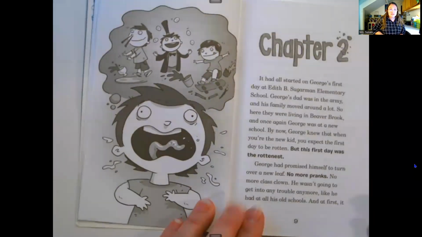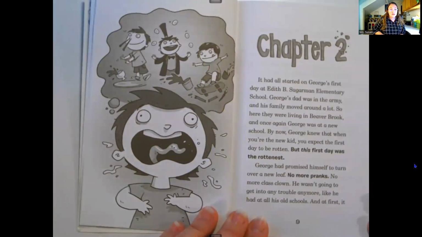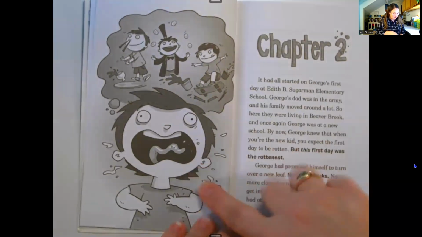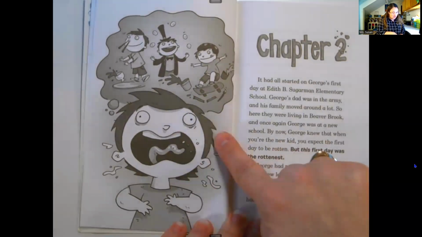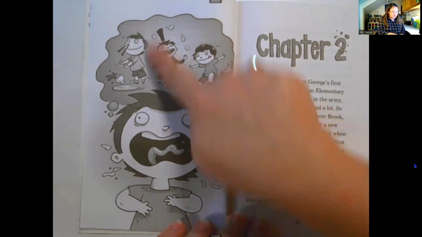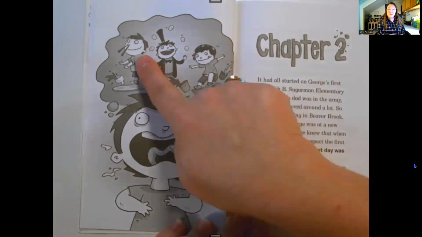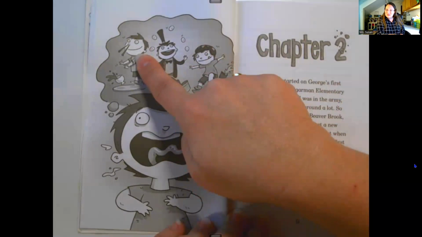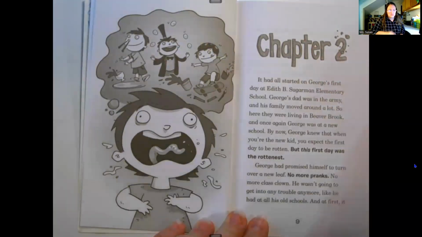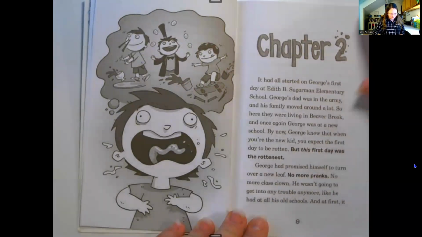All right, chapter 2. Let's take a look at this picture. What is going on here? It looks like maybe he or she is screaming. We've got a skateboard rider, and it looks like a magician, and a guy with straws. What? I hope you don't do that. Oh no, don't ever do that. One, you'll hurt yourself. And two, it's just kind of gross.